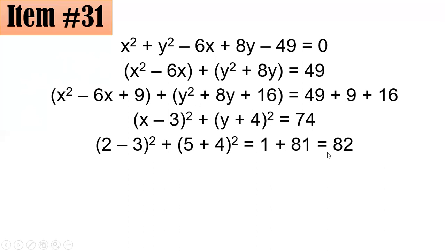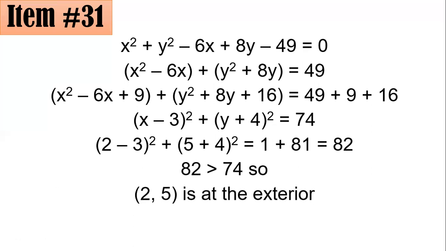And the principle is, if your answer is greater than the r squared, then the point lies outside, or at the exterior of the circle. If it equals your r squared, it will lie on the circumference. But if it is smaller than your r squared, then it will be at the interior. Since 82 is larger than 74, therefore we could say that (2, 5) is at the exterior of your circle, and that the answer here is letter B.